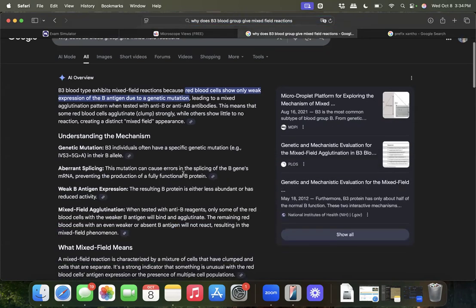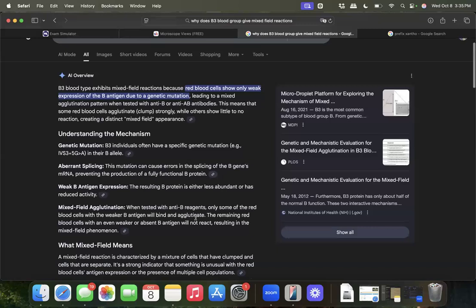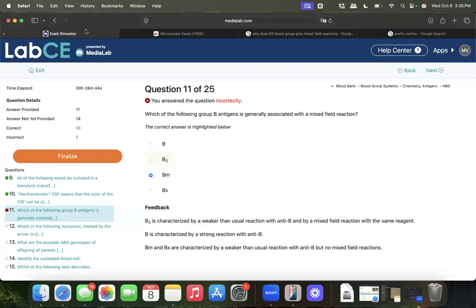So what exactly is happening? They have a genetic mutation in their B allele. Aberrant splicing. This mutation can cause errors in the splicing of the B gene, preventing the production of a fully functional B protein. That's why it would be mixed field, because it's not showing the full expression of the B antigen. Bonus points. What is the terminal sugar of a B antigen? Tell me the A antigen and the B antigen.